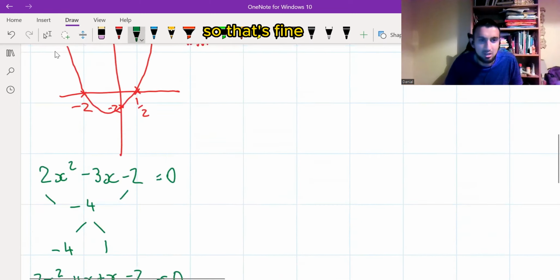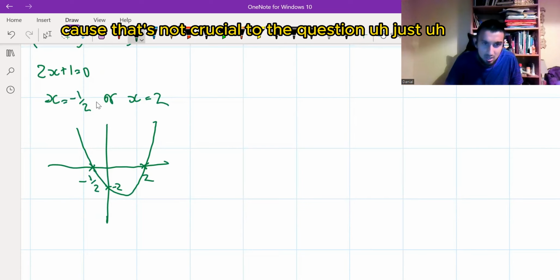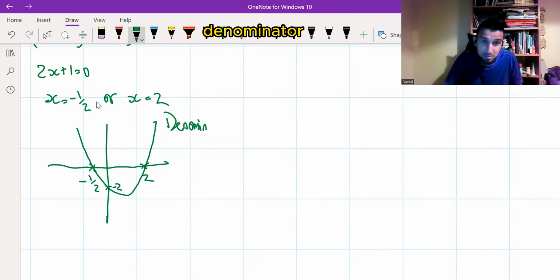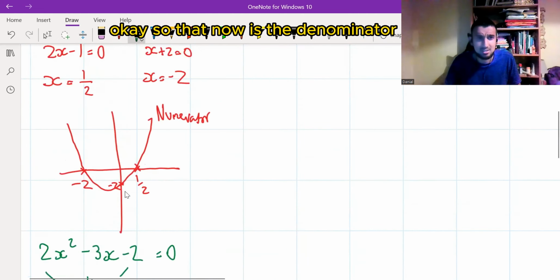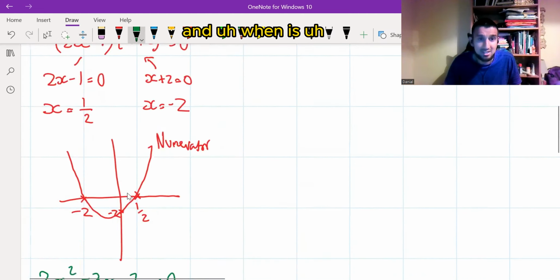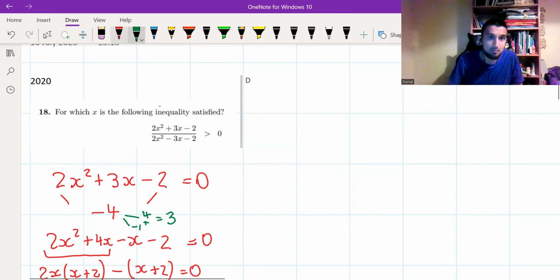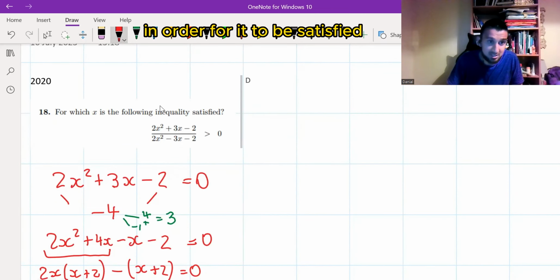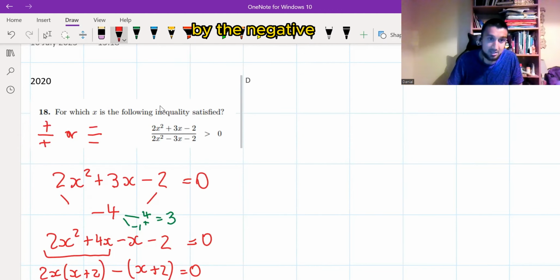Okay, so that's fine. Don't worry if you didn't get the reflection part, because that's not crucial to the question. Just an observation, denominator. Okay, so that now is the denominator. And remember, in order for it to be satisfied, it's either positive divided by positive or negative divided by negative.